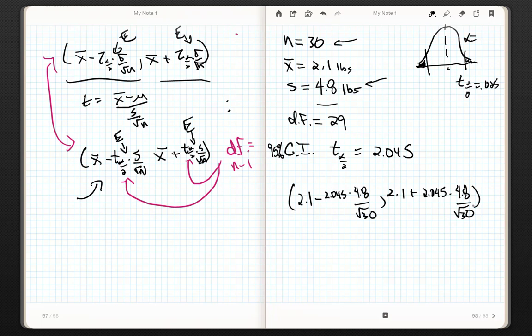Now I'm going to throw this onto my handy calculator real quick. 2.1 minus 2.045 times 4.8 divided by root 30. All right, notice it's still root 30. It's not root degrees of freedom. The degrees of freedom are only used to figure out the value on the chart. I've seen students make that mistake, and I know it can be pretty frustrating. This still goes into the formula.